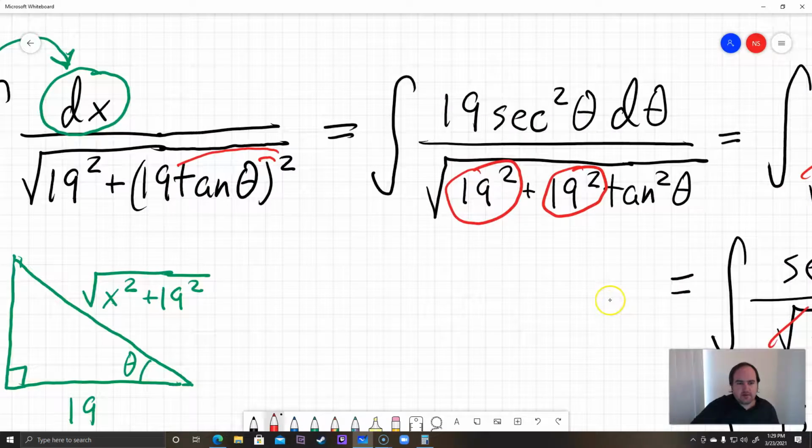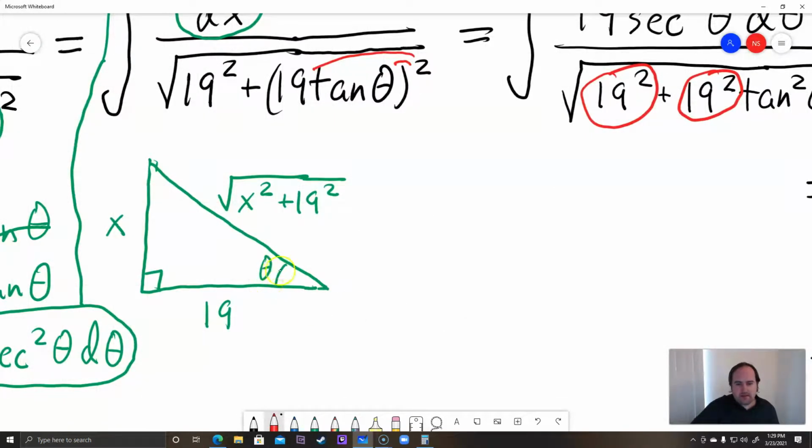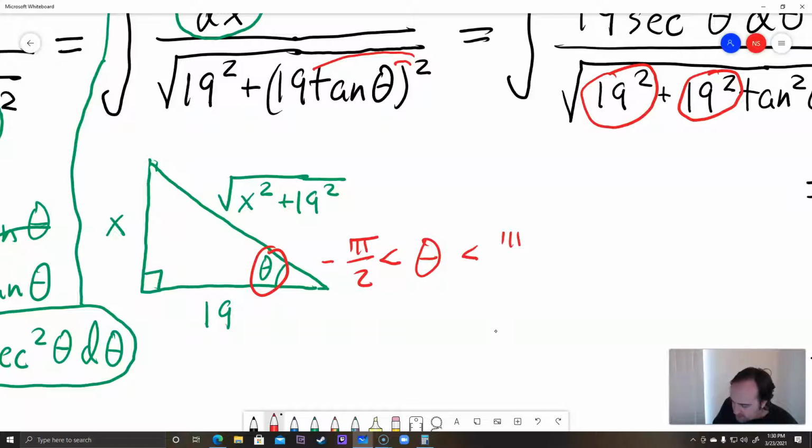So if we go back up to the triangle that I sketched, theta has to be this angle here, and theta has to necessarily be between negative pi over 2 and positive pi over 2 for it to even make sense. And it can't equal negative pi over 2 or positive pi over 2, because then you would be at a right angle, and you can't have two right angles in the same triangle. So theta has to be greater than negative pi over 2 and less than positive pi over 2.